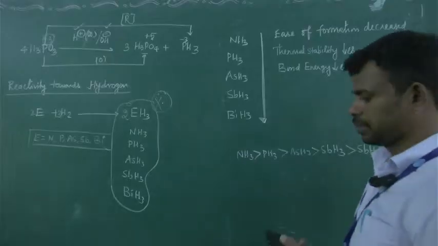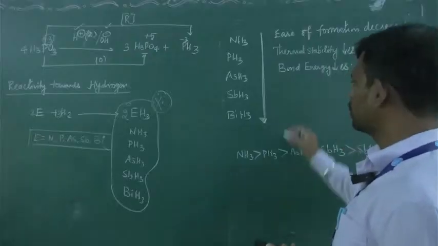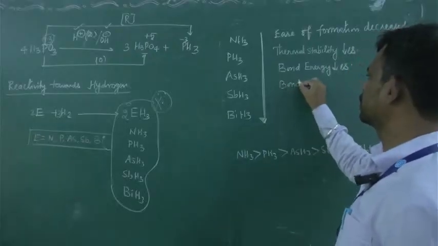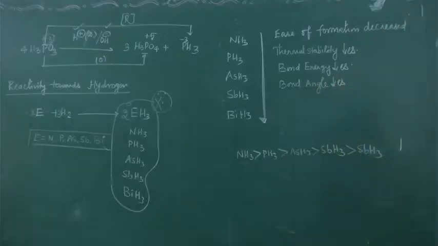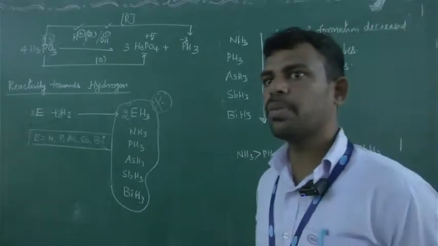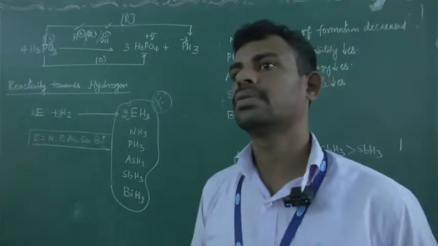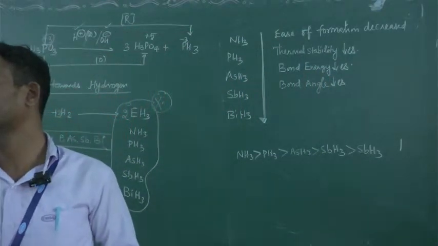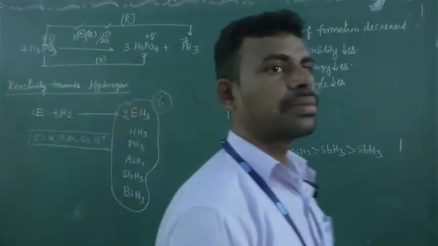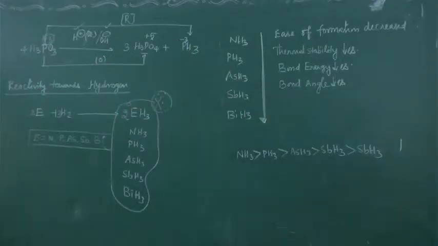Next point, the bond angle. Bond angle decreases down the group. Please note this. Everything decreases: thermal stability decreases, bond energy decreases, bond angle also decreases. Why? For NH3, what is the bond angle? 109 point something. Tetrahedral bond angle is 109.5, and here it is 107.